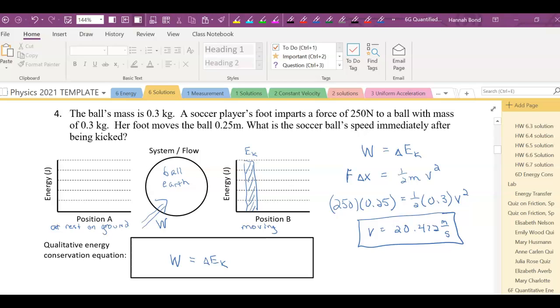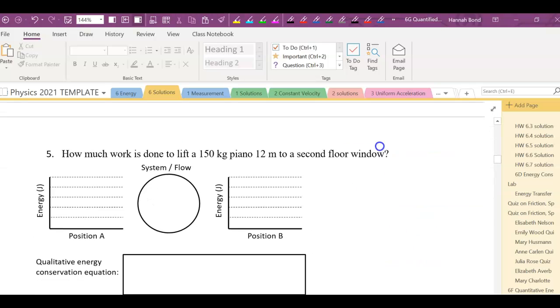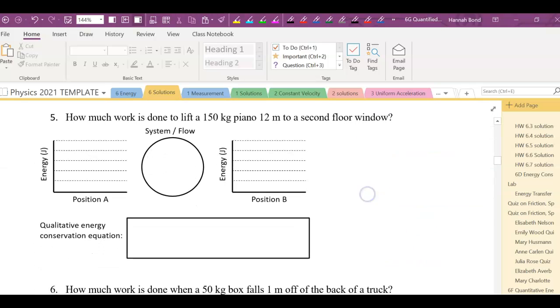Okay, so 2 ways that we can find work. Let's look at another example. So here we've got a piano that's being lifted 12 meters to a second floor window. I'm going to take my system just as the piano and the earth because I want to consider the work that is done on the piano.